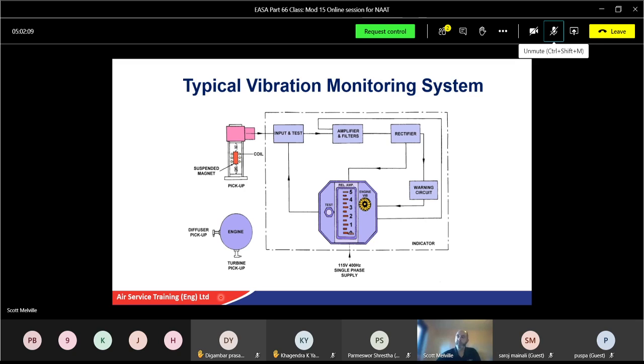Here's a typical circuit. Okay, get your engine, the pickups, and you might have a 115 volts, 400 hertz single supply. So not 20 volts this time, but 115 volts. You have an input and a test, so you can press the test, and the lights are all working.